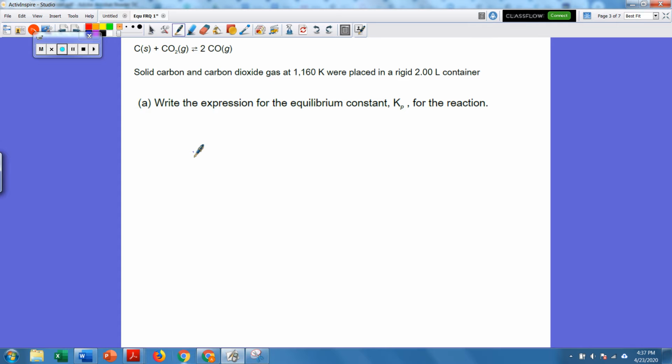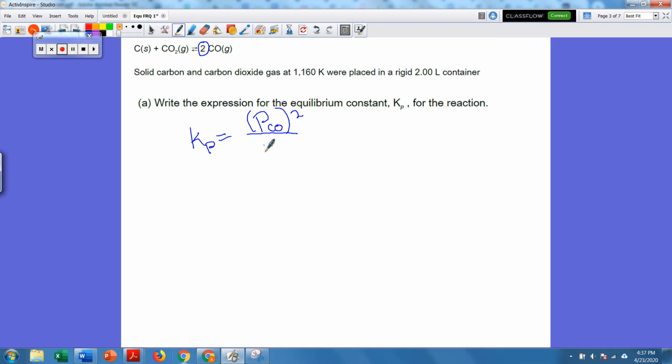Okay, so we need to write an equilibrium expression for this equilibrium constant for this reaction. So we are going to write K sub P equals, and it's going to be a fraction, the products over the reactants, and we're not doing brackets because this is not concentration. We're talking about the pressure of different gases. Okay, so the pressure of CO, carbon monoxide, is going to be on top, and that is going to be raised to the second power, or squared, because there's a 2 in front of the CO. That's the coefficient for the carbon monoxide.